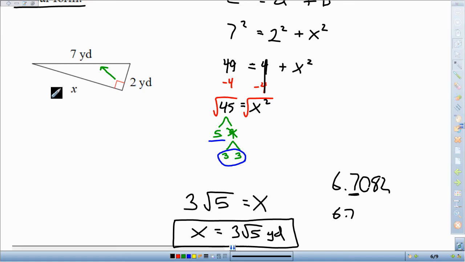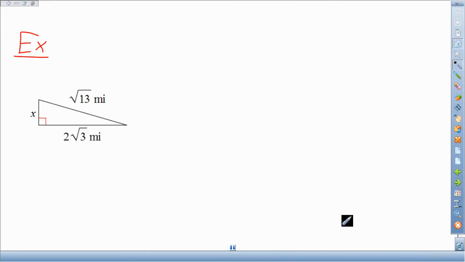But the whole point is, does that make sense? If my hypotenuse is 7, does it make sense for this to be 6.7? Yeah, it does. So that's just another way of checking your answer. All right, cool. Let's try another one of these, find the missing side. We got some weirder values here, but don't be afraid. I'll show you what's going on. Try it out.